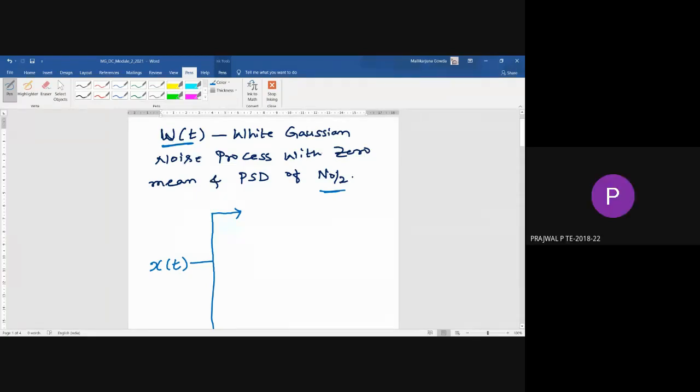Sir, have you written small w or capital W? Here it is small w of t. Let me write it properly. This is the small w of t, the white Gaussian noise process. Here I can write capital W of t. Is that fine? Capital W of t, let me write it clearly.